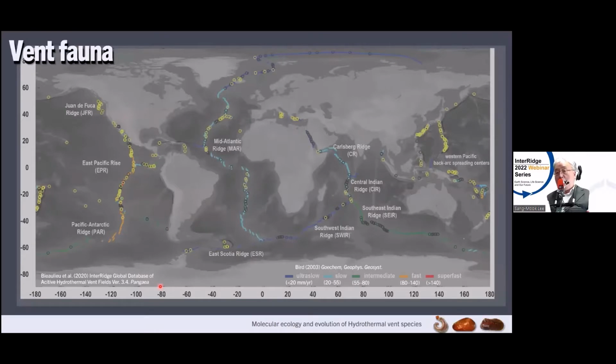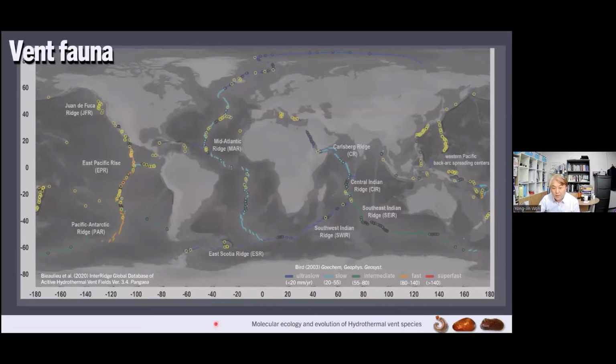Okay, so this map shows the mid-ocean ridge and back-arc basin and scattered hydrothermal vent activities, updated up to 2020 in the InterRidge global database of hydrothermal vent fields.